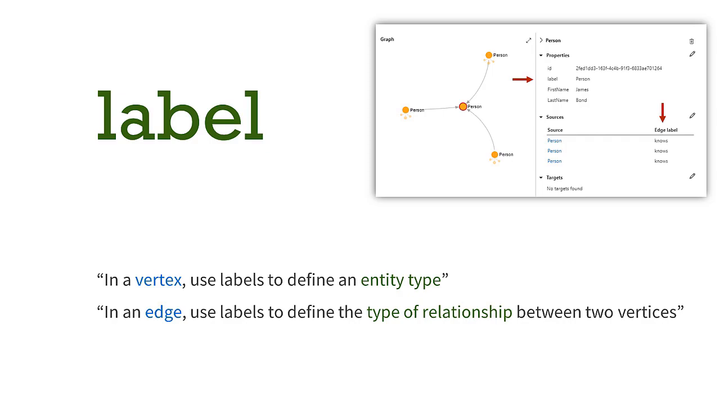What does the label contain? Well, it's the type of relationship. So one person knows another person, knows another person, knows another person. So you see that the label on the edge is used to define the type of relationship.